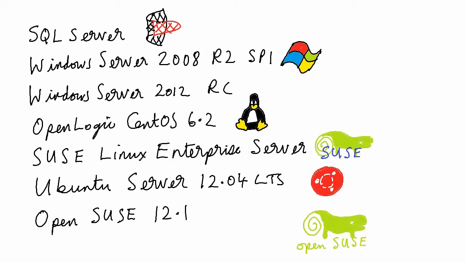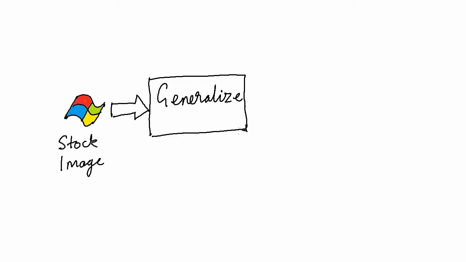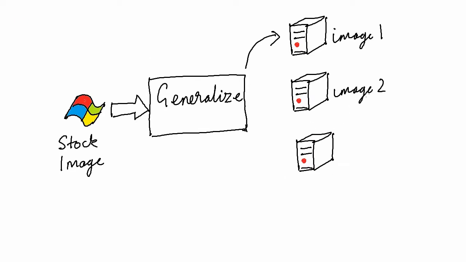Or you can select from a library of other machines you've created yourself in the past. You can customize and generalize one of the stock images so that anytime you need to deploy a VM with that particular setup and collection of applications installed, it can be done easily.